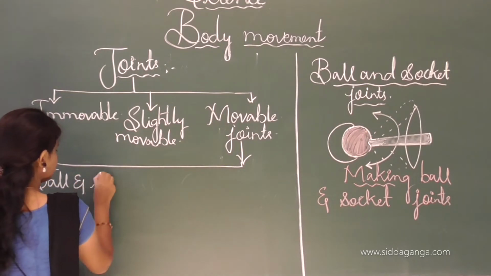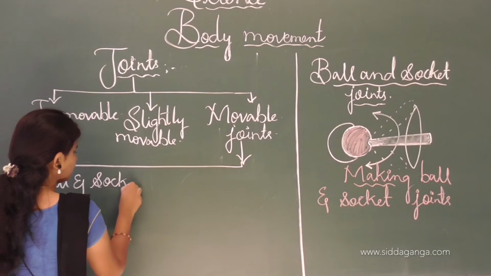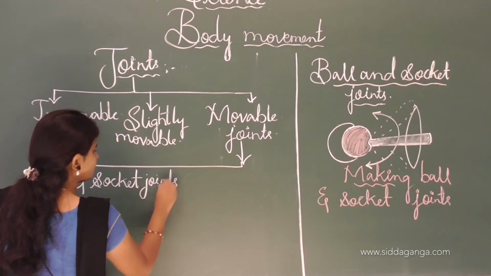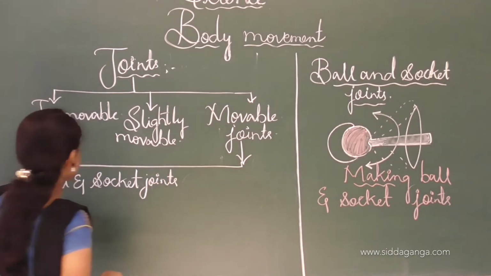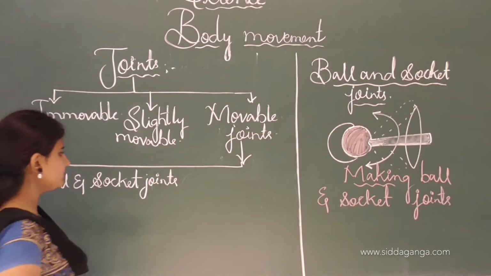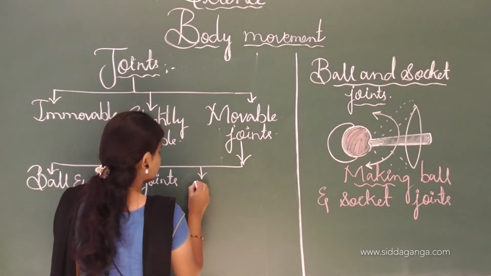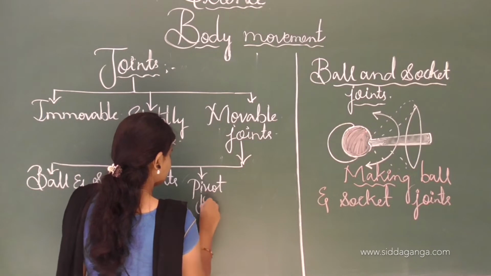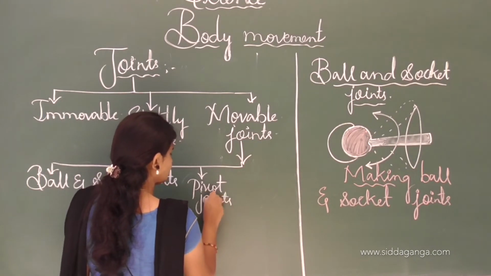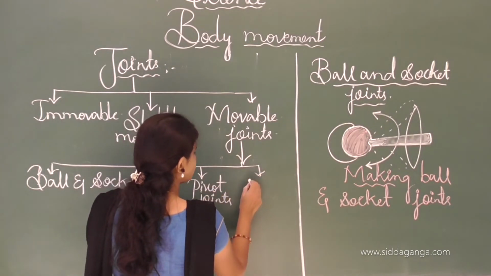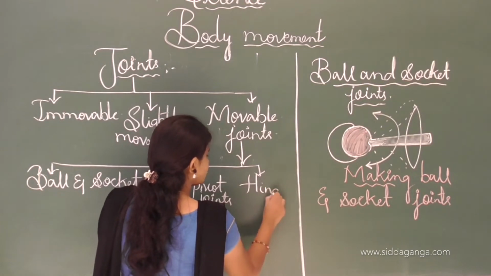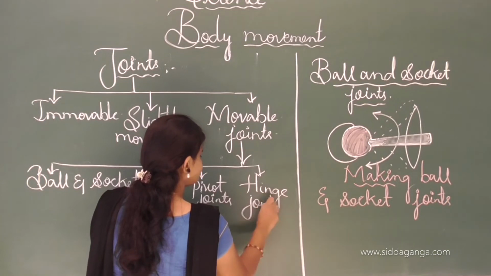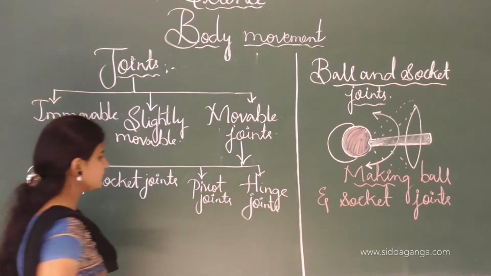Ball and socket joints. It is one of the parts of movable joints, and the next one is the pivot joints. The last one is the hinge joint. Now we will learn one by one.